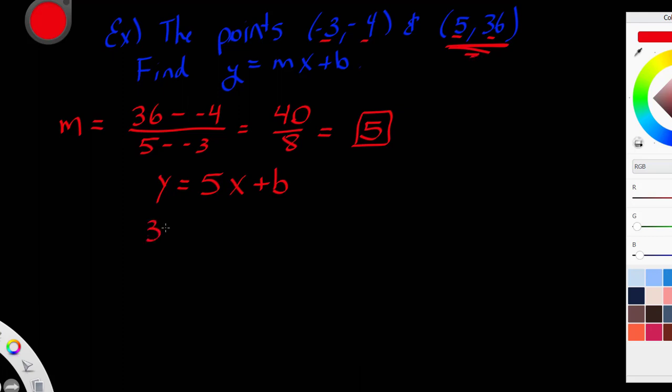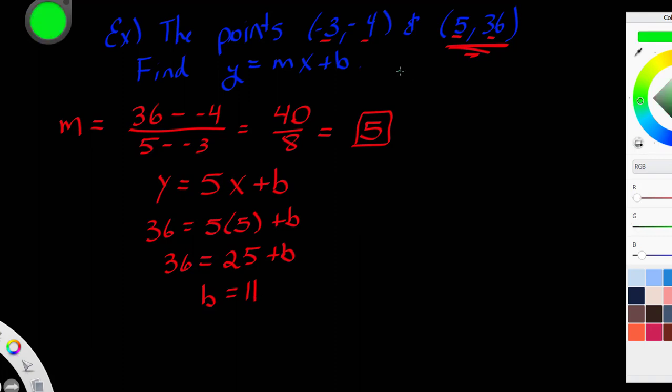So we're going to have 36 for y equals 5 times 5, which is our x, plus b. That's going to give us 36 equals 25 plus b, which means that b will equal 11. This means that our final answer is y equals 5x plus 11.